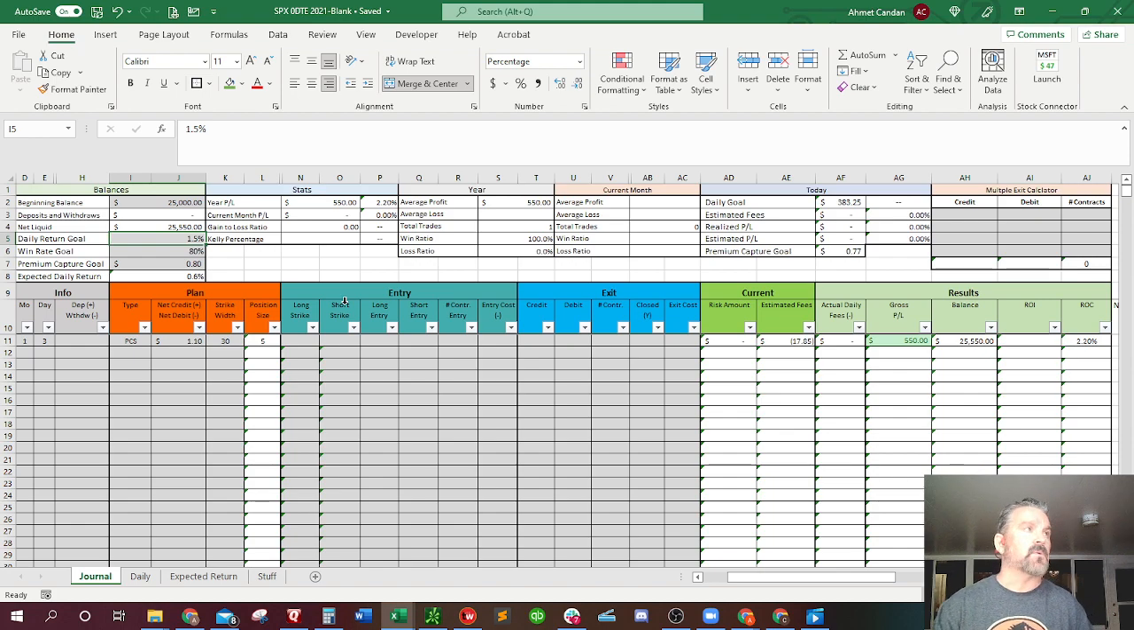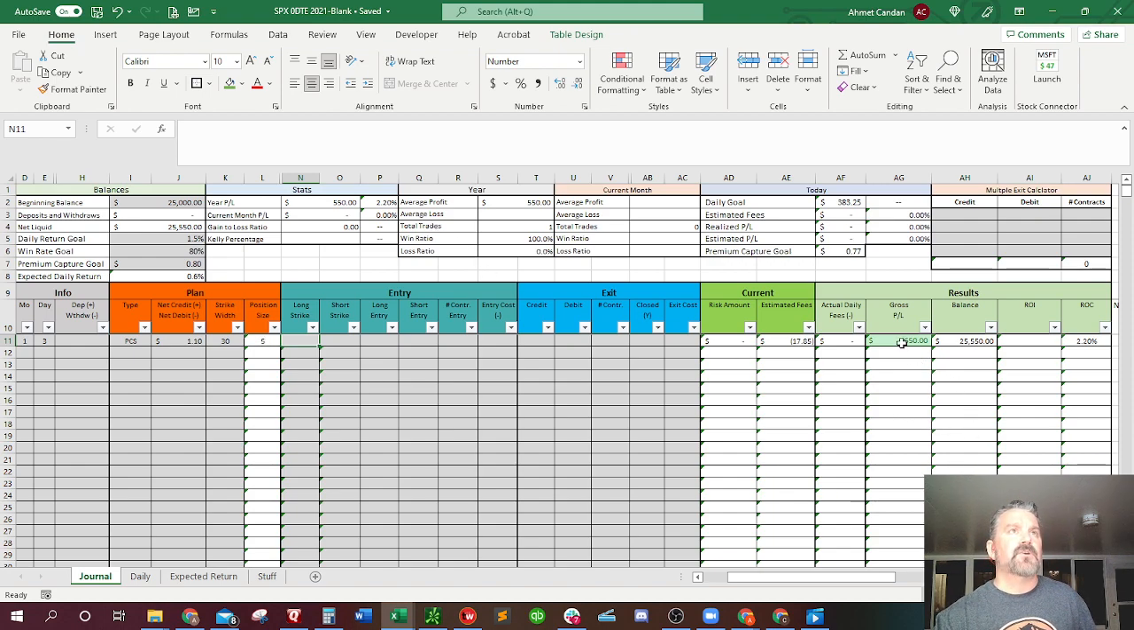And that's just how that works. So in fact, let's just go with this $1.10 value. So that's the planning phase. Now, during the planning phase, again, it'll give you the suggested position size based on 80% premium capture for 1.5% return.